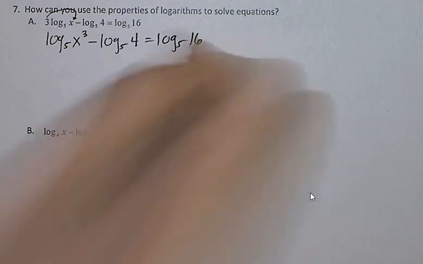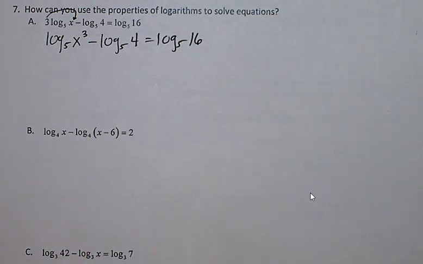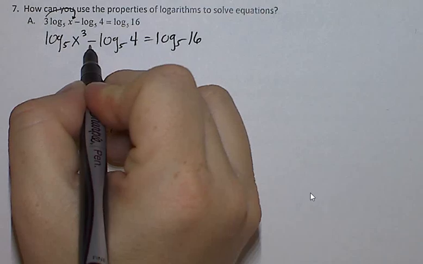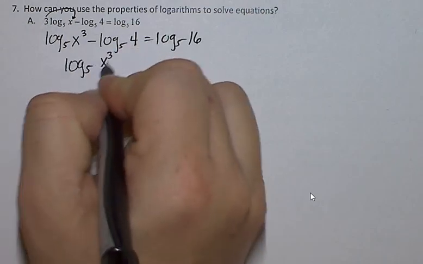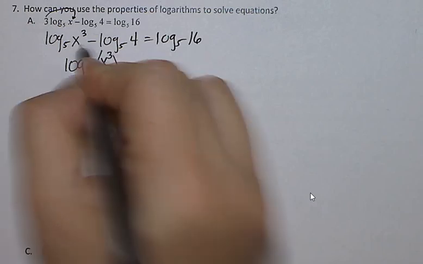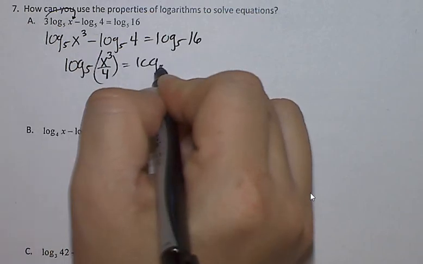For time purposes, I am going to speed up. The subtraction now turns into division. Log base 5 of x cubed over 4 equals log base 5 of 16.